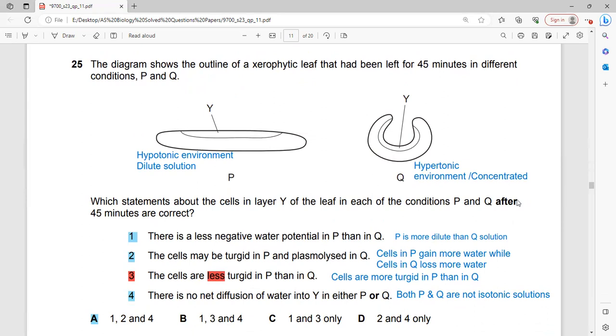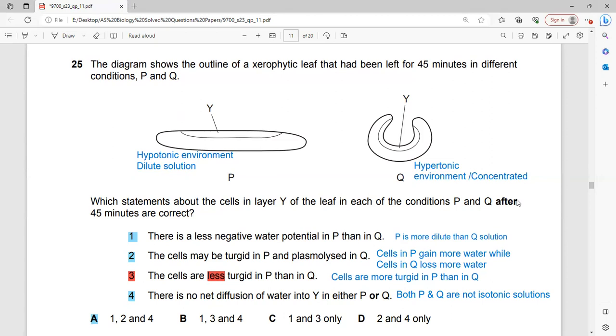Here, the diagrams show the outline of a xerophytic leaf that has been left for 45 minutes in different conditions, P and Q. So we took the plant leaf and placed it in two different solutions, P and Q. We observe that in solution P, the part of the leaf becomes turgid. So it means this solution was a dilute solution, a hypotonic environment. While in Q, the part of the leaf becomes plasmolyzed or shrunken. So it means it is a concentrated solution, a hypertonic environment.